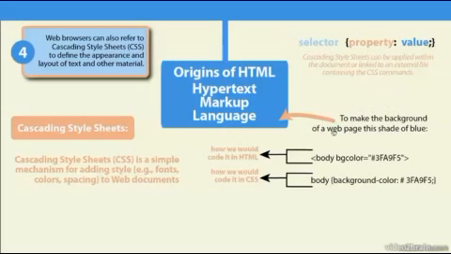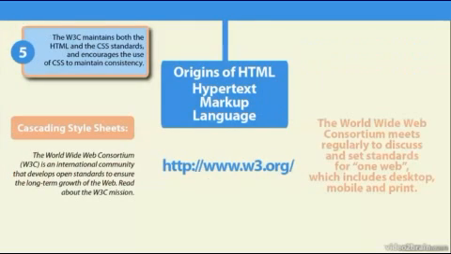So for example, to make the background of this web page this beautiful shade of blue, this is what it would look like in HTML code, and this is what it would look like in CSS. Both get us the same end result, we just use different symbols and different coding to get there. The W3C, or World Wide Web Consortium, maintains both HTML and CSS standards. They encourage the use of CSS to maintain consistency.